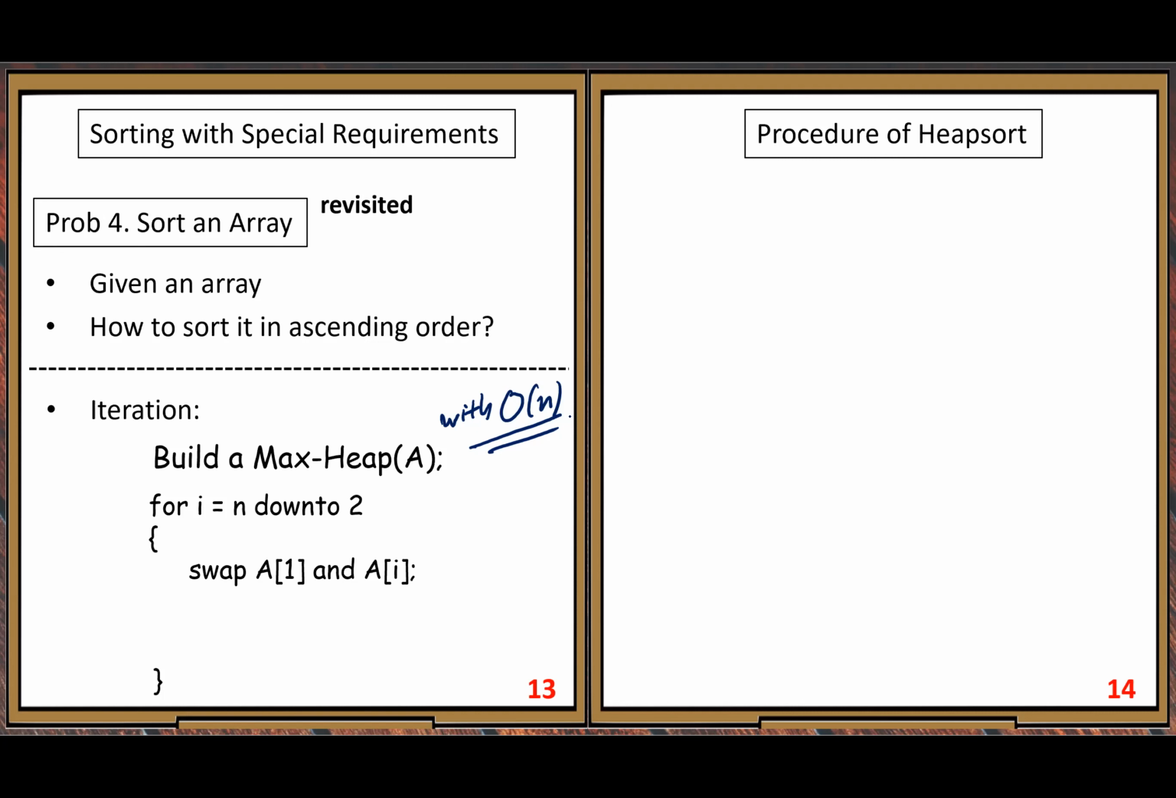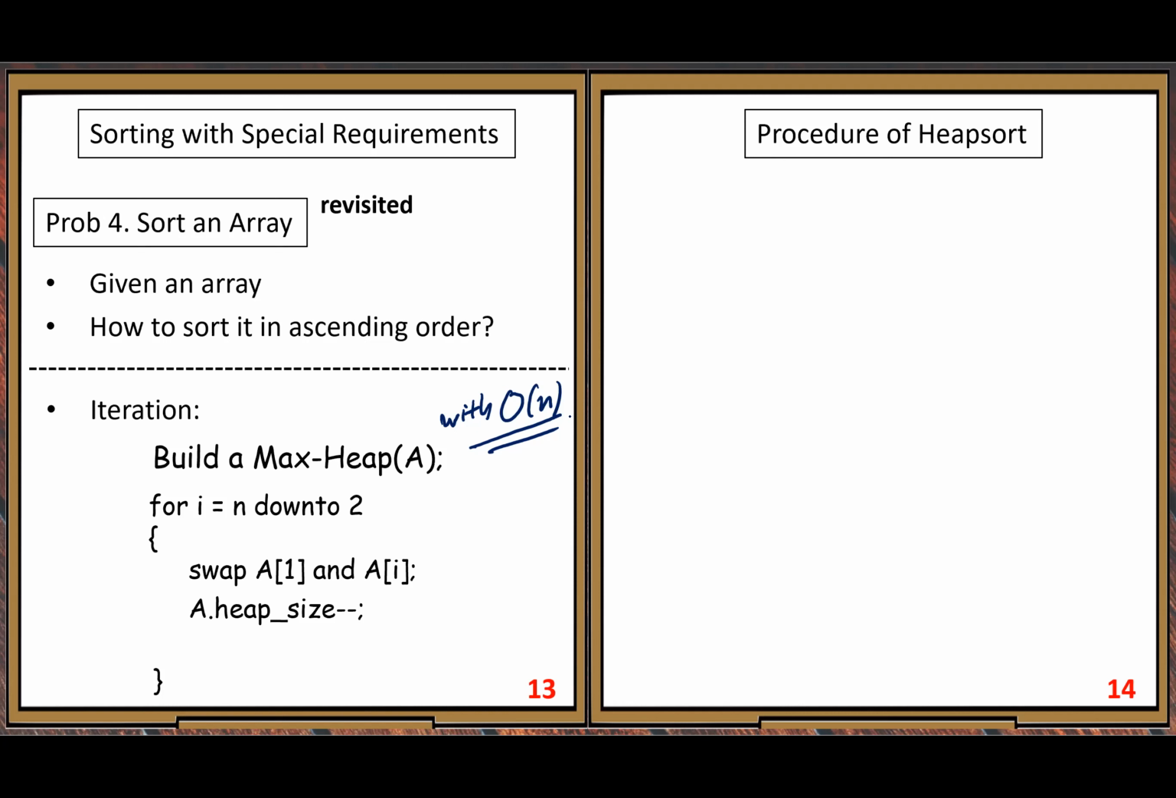So that's why we only need to do manipulation when I goes from n down to 2. First, we swap A of 1 and A of I, where I is the current location for the end of the subarray. Because all the elements in the locations after I are already in place, we do not need to worry about them. After that, reduce the heap size by 1.